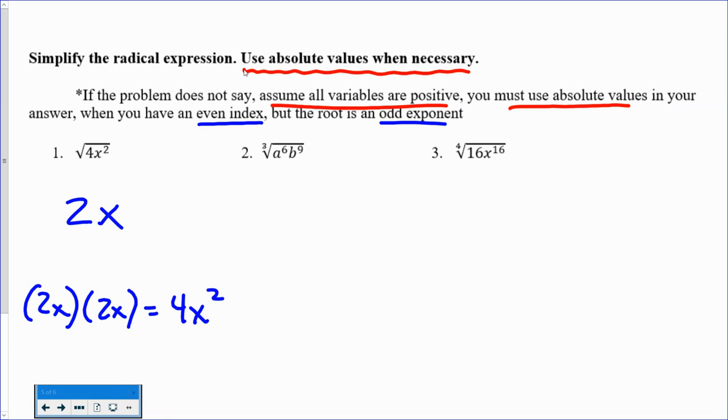Okay, so I started out with a square root that is an even index, and the variable came out with an odd exponent. So starts with an even, ends with an odd exponent. So I need absolute values around the x. Otherwise, it's going to be marked wrong in Math Excel.